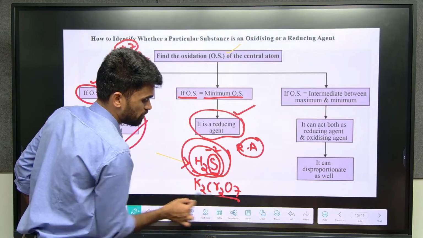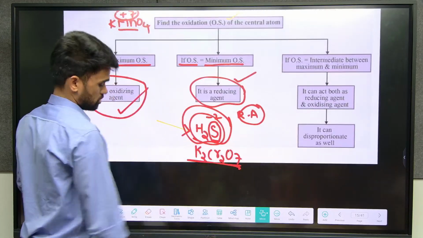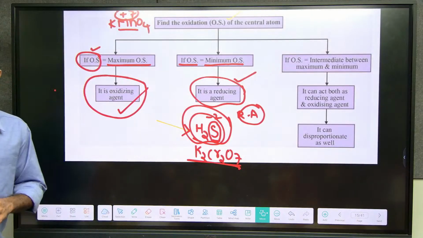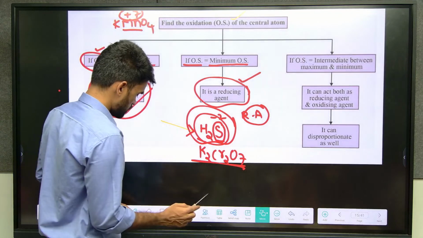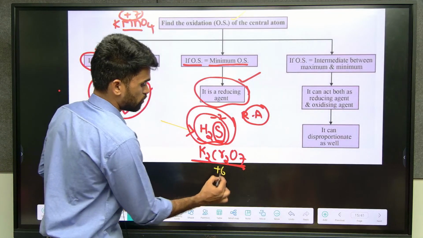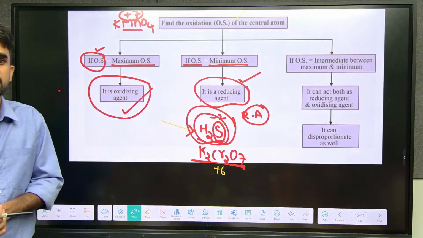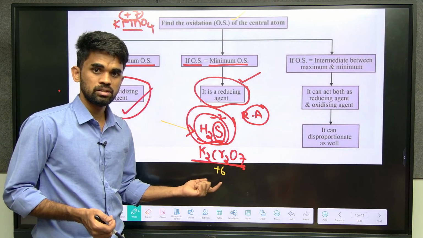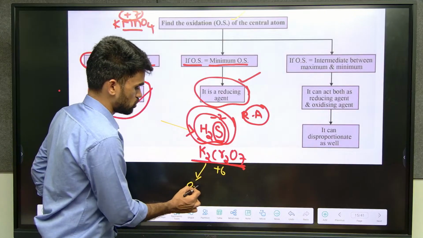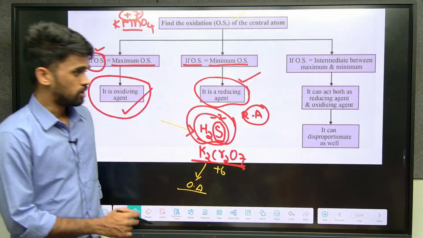Now tell me for this, potassium dichromate. Chromium is +6. Plus 6 means what it can do now? For chromium, what is the maximum oxidation state possible? 6 only. So now it can act only as an oxidizing agent. Okay, is this clear?